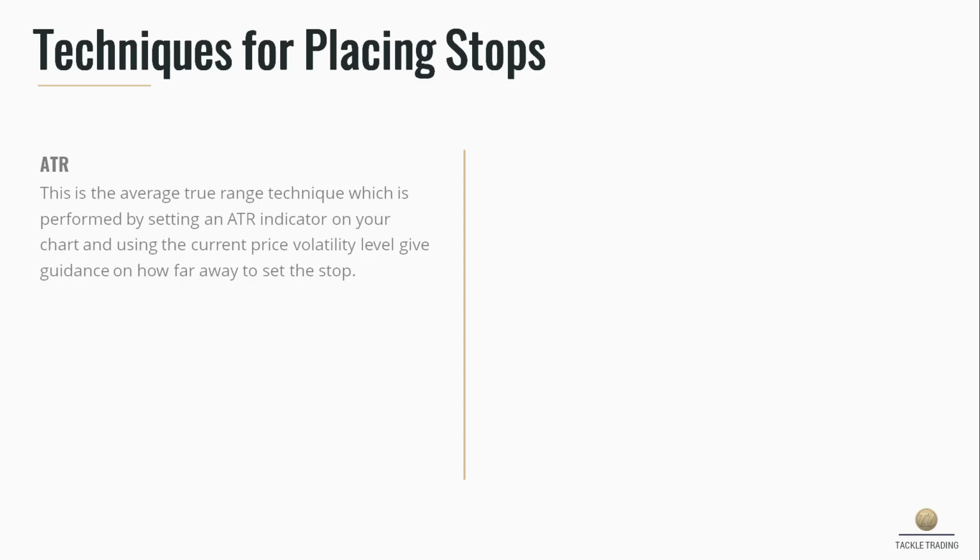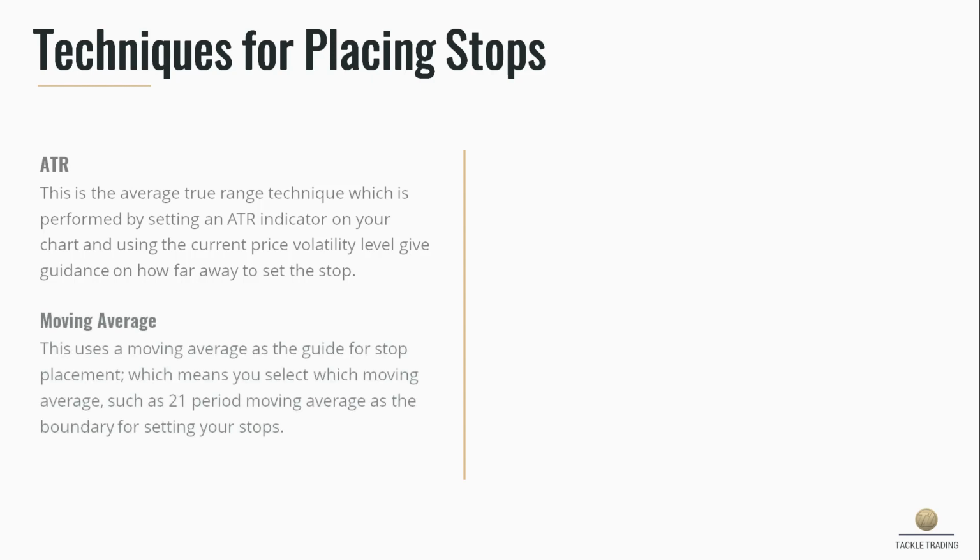So ATR, as you most likely know from your other technical analysis background, and if not, it's the average true range technique that's performed when you use the ATR indicator. We won't go into that at the moment. But you put it on your chart, and it helps you to understand the current price volatility level, and it gives you guidance on how far away to set your stop. So it's totally based on how the most recent movement of price has gone. Then that will give you guidance as to where you put your stop.